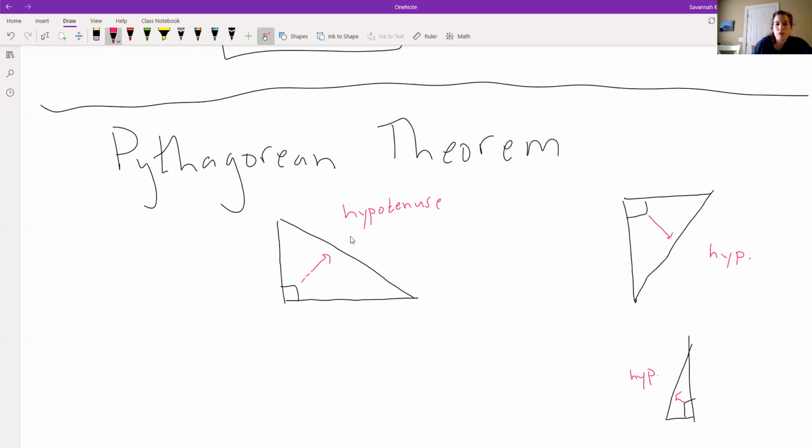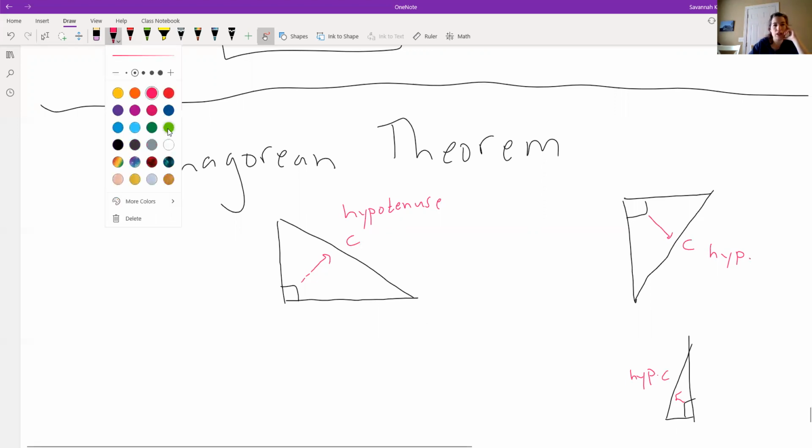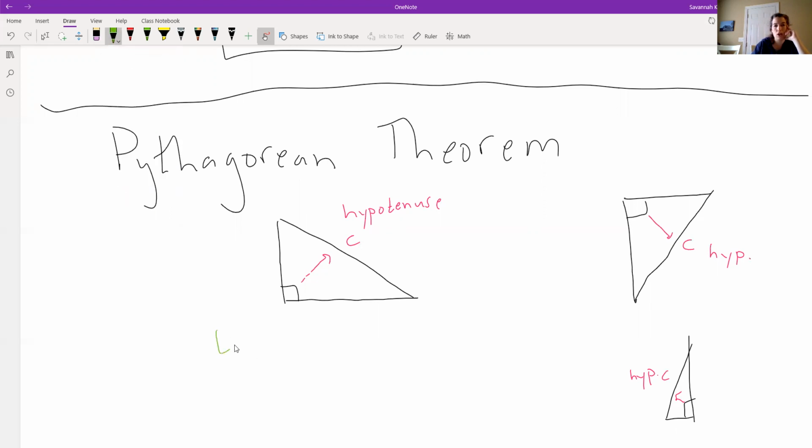And we call the hypotenuse C because we're always talking in terms of A, B, and C with the Pythagorean theorem. Now, in terms of the other two sides are the legs. So just since I drew 3 triangles, we're going to keep this up. And the legs are named A and B. It really doesn't matter who's A and who's B. Absolutely does not matter.